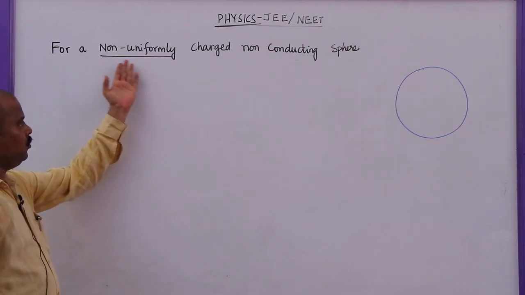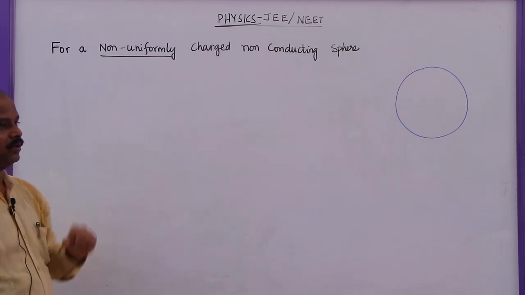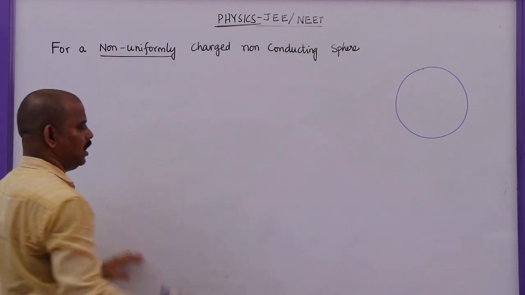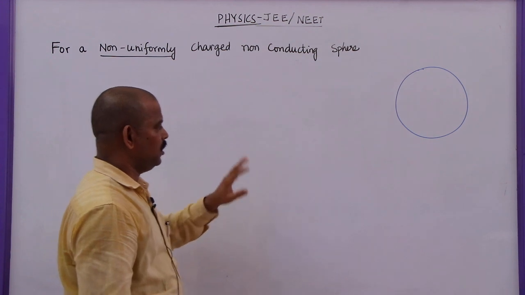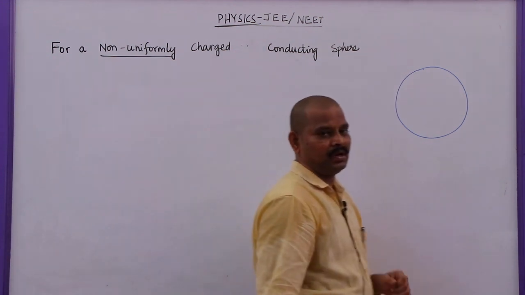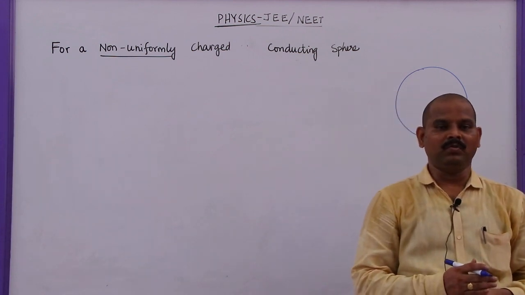For a non-uniformly charged non-conducting sphere. What is meant by this non-uniformly charged non-conducting sphere? First of all, let me take one conducting sphere here. So a conducting sphere which is non-uniformly charged.